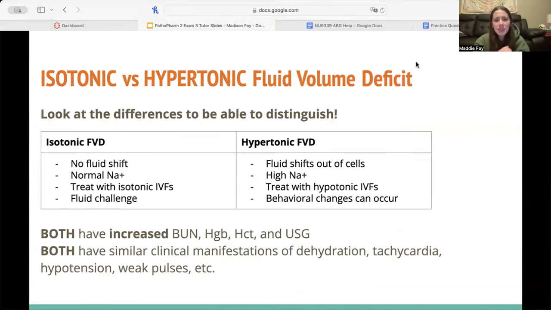I'm not going to go over this super in detail. This is just a summary slide of the last two types of fluid volume imbalances to help you guys kind of distinguish the two of them. So hopefully this slide helps you as well.